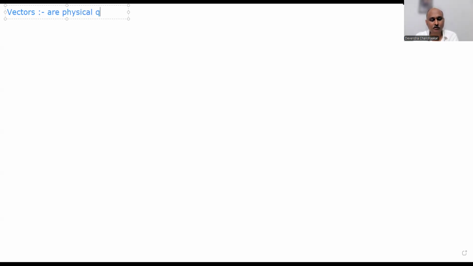So vectors are physical quantities which have both magnitude and direction, right? By physical quantities, I mean that they should have unit. Obviously, when there is a physical quantity, it should have unit. So you can say that physical quantities are those quantities which have unit, right? So any physical quantity which has both magnitude and direction is called a vector.